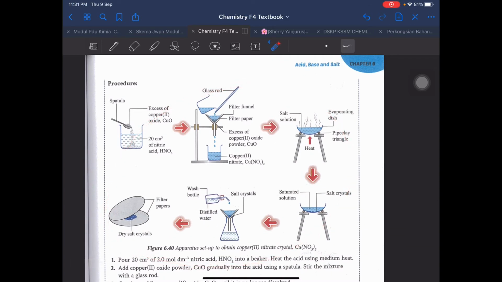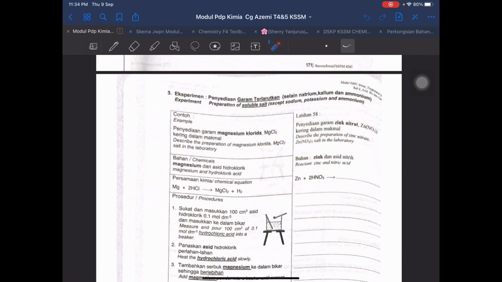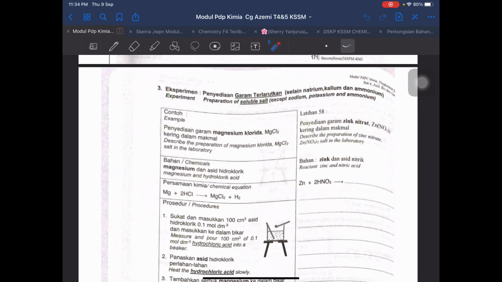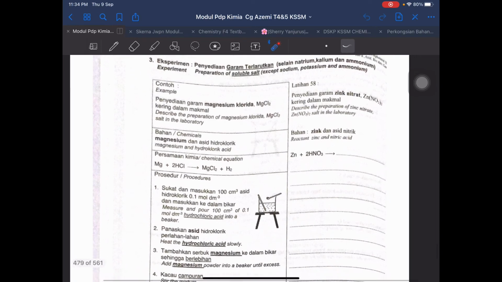I show you one in buku Cikgu Azmi. This is the one in Cikgu Azmi's book. You can refer to page 172, okay? Form 4. Now, look at the experiment here. This experiment is about preparation of soluble salt juga. Okay, but Cikgu Azmi is not using metal oxide. Tidak. He uses acid and also metal. Tapi sama saja tu. Look at all the methods here. Sama tu the procedures. Okay, let me explain.